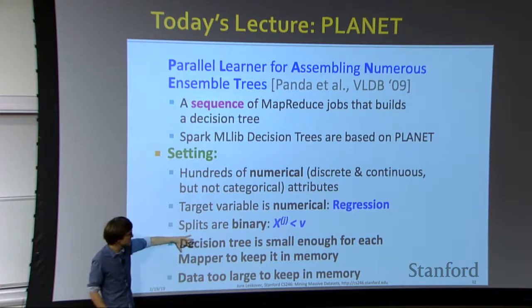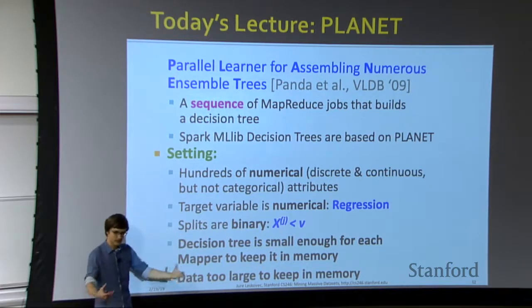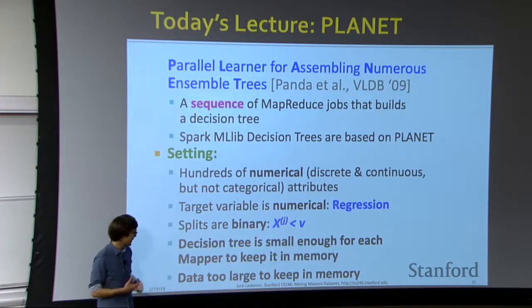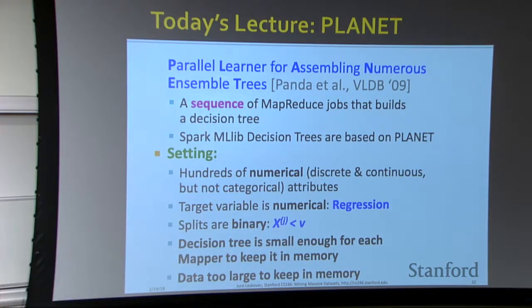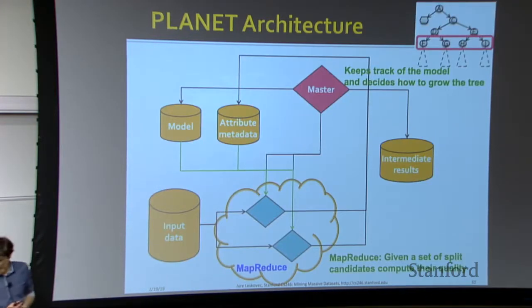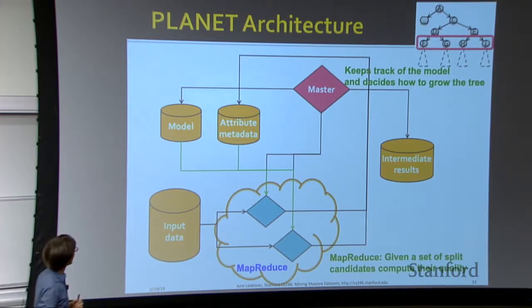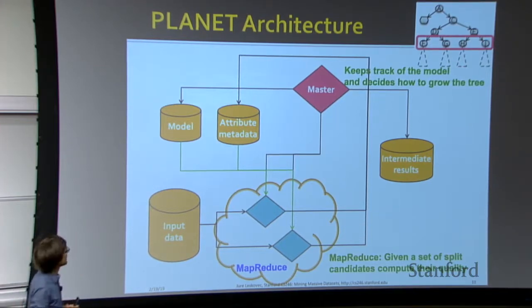The assumption is the decision tree is small enough that it can fit in memory of a single mapper, but the data is too large to be kept in memory. Those are the assumptions. Now, here is the diagram of the entire architecture.